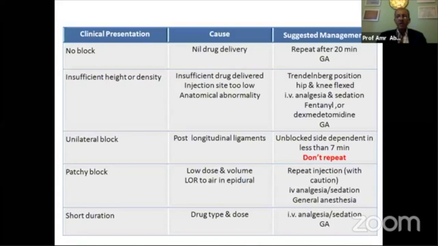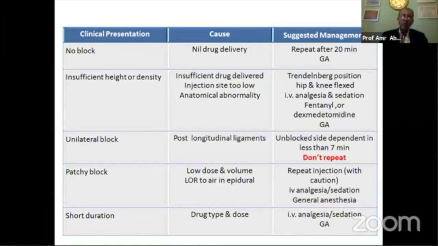Unilateral block can happen with patients with an anatomical posterior longitudinal ligament. If you notice that there is one side not blocked and that this is the site of surgery, in less than 7 minutes, just make the less dependent side to be more dependent, and don't repeat the block, please. This is not the area to repeat the block because it is a unilateral block, because you will add more local anesthetic and the longitudinal ligament is still there.